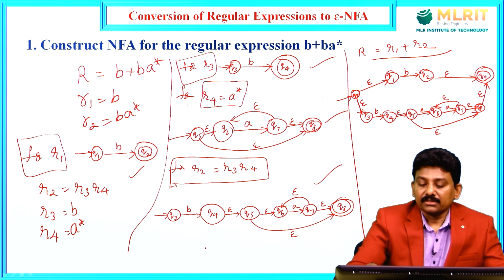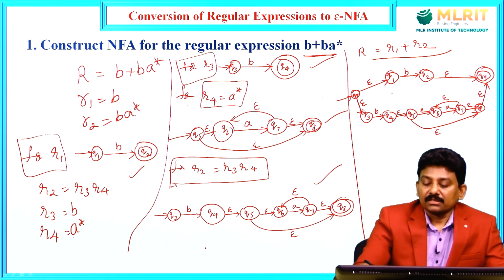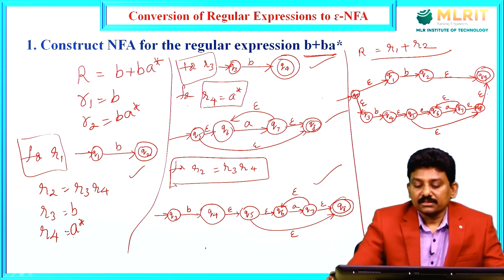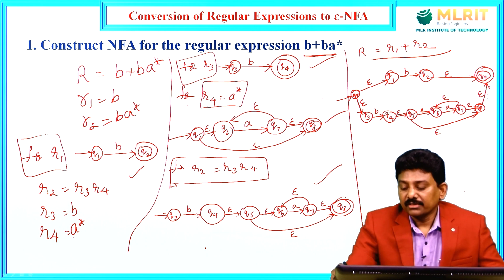So, we have two paths, either B or BA star. Either we can take this path from the initial state: by reading B, I can go to the final state. Or we can take this path by reading B followed by any number of A's, and reach the final state.